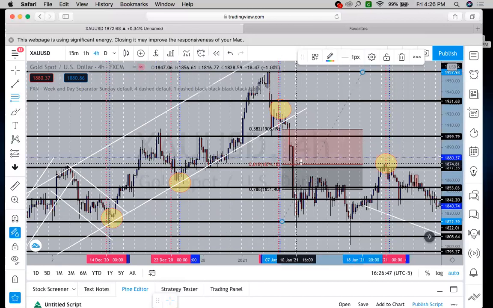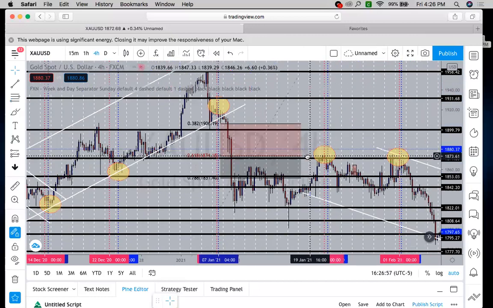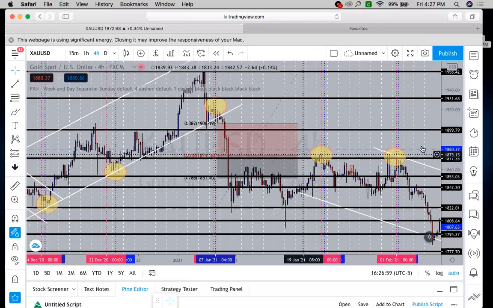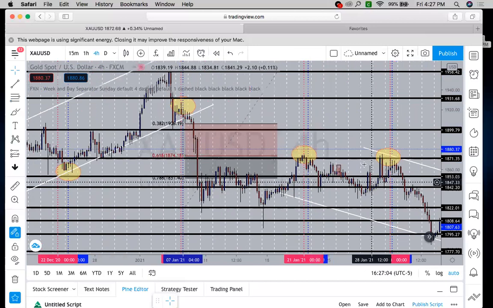Look what we've got, 618 right here. You see it? Yellow, perfect entry right there. Boom. Get in. Look, it even gave you another chance. You see where it came to again, the 618 right here. It gave you another chance probably like a week later.